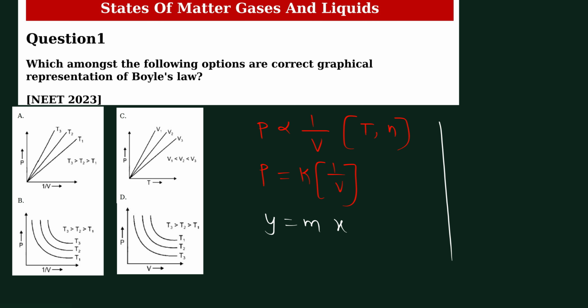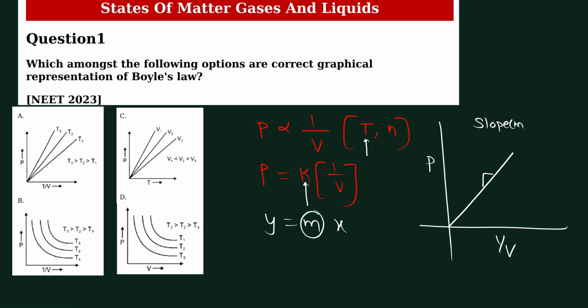When you plot the graph Y versus x, in place of Y we have P, in place of x we have 1 by V, and the Y equal to mx graph represents a line passing through the origin, and its slope indicates the constant. So what is the constant term here? The constant term is temperature. If the slope value increases, the temperature also increases. So slope represents the constant term.